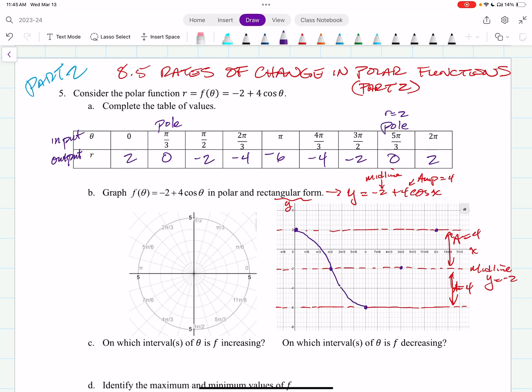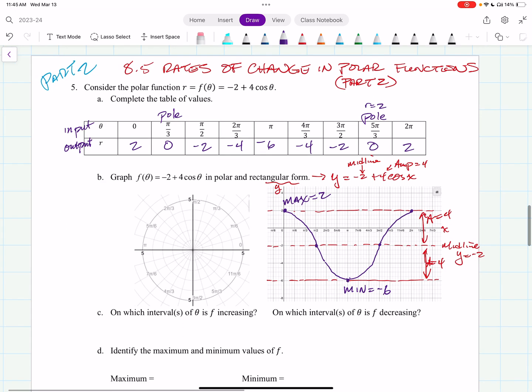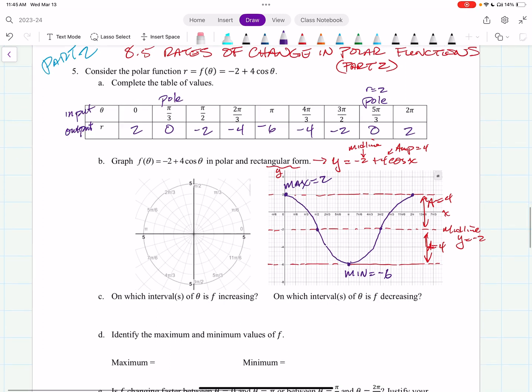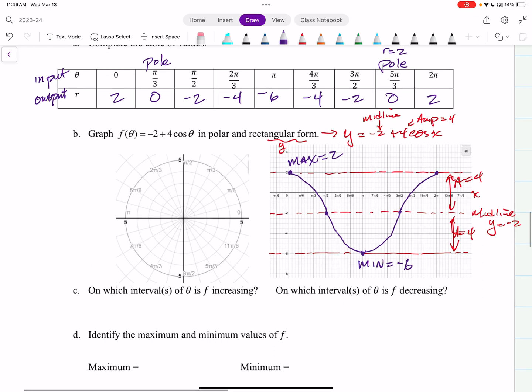This is a cosine function, so it oscillates up and down, from max to min, max to min. So it's up here. We have a max at 2. We have a minimum of -6 here. So I already know a couple of the answers that it's going to be asked right here. And then you have to graph this in polar form too. Okay, so what does this guy look like?